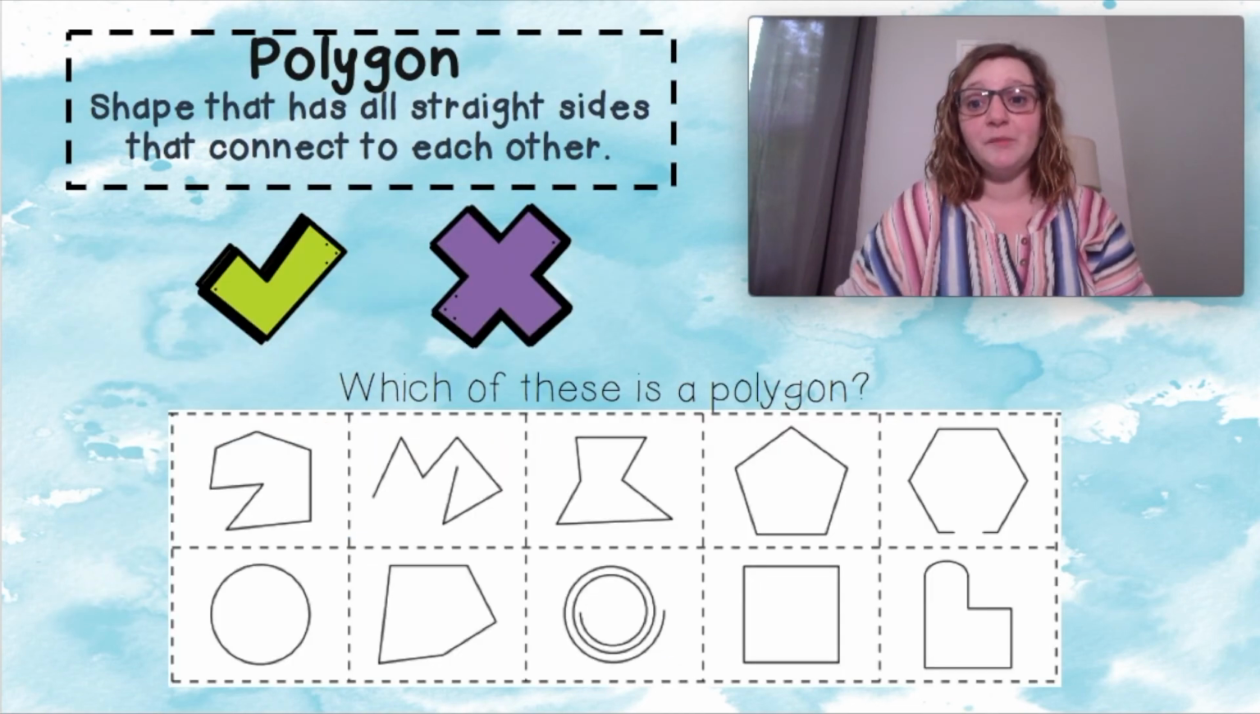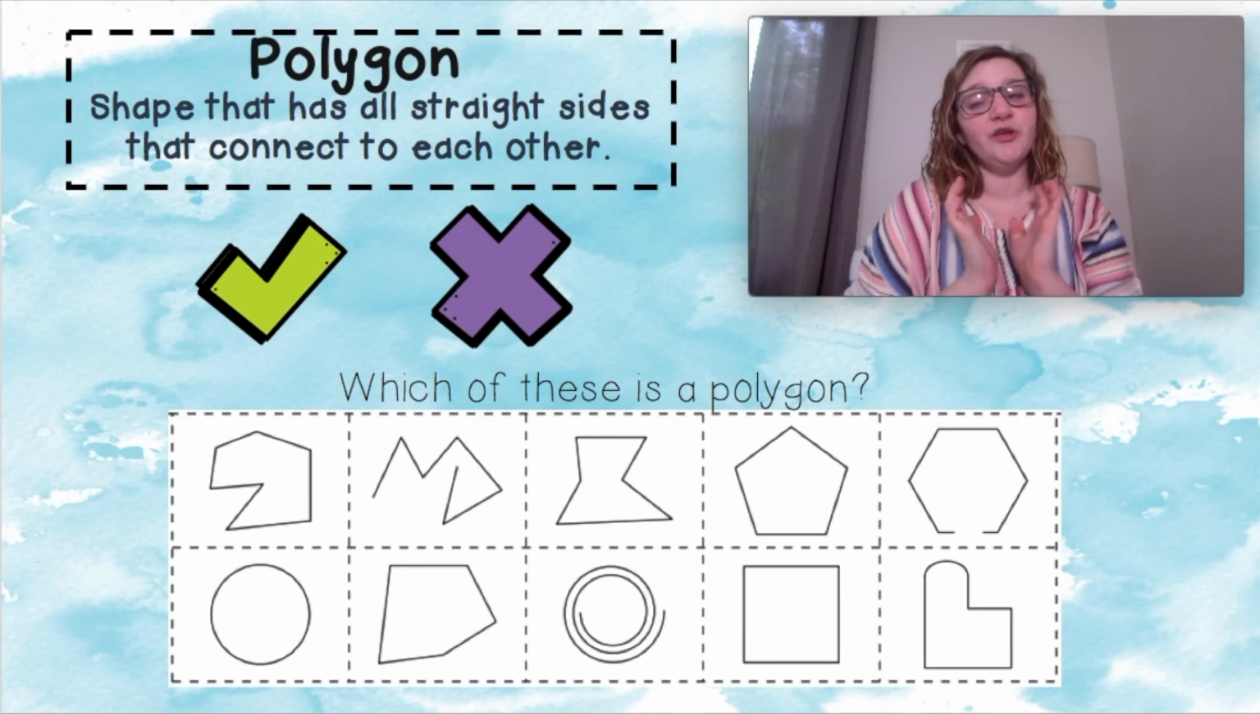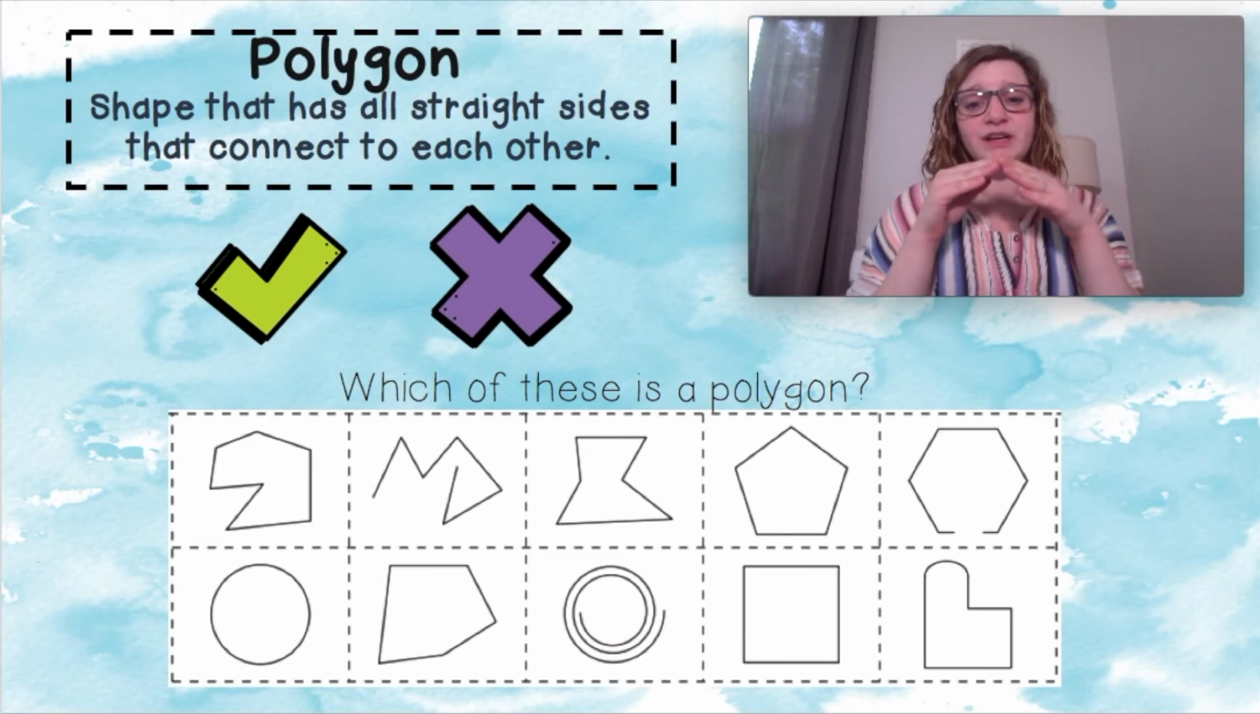The first word is polygon. Alright, now this is a shape that has all straight sides and they all connect. So that means the sides aren't going to curve. So think about a circle. A circle would not be a polygon because its sides are not straight, they're curved. Alright, and it all has to connect to each other.